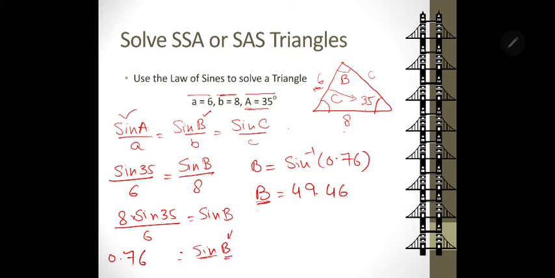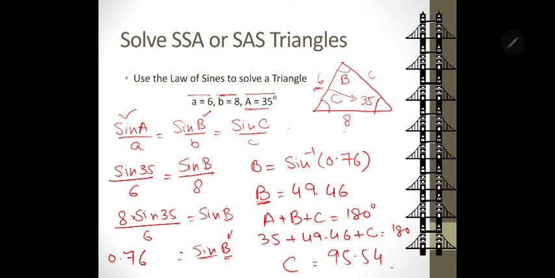Now as you can see, I already have angle A, I have angle B. It's easy to find angle C now, because we know A plus B plus C should be equal to 180 degrees. A is 35, B I just found out, which is 49.46, and C I can find out. So according to my calculator, 180 minus 49.46 minus 35 will give me 95.54. So angle C is 95.54.